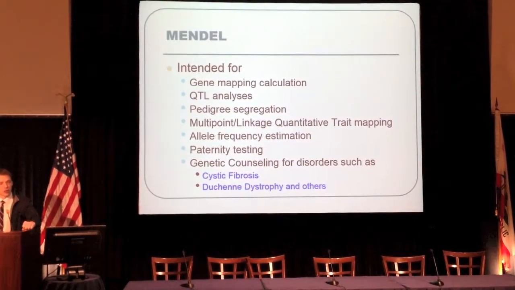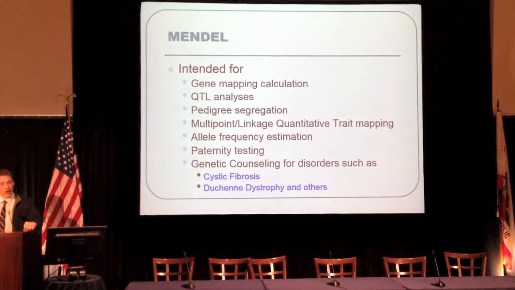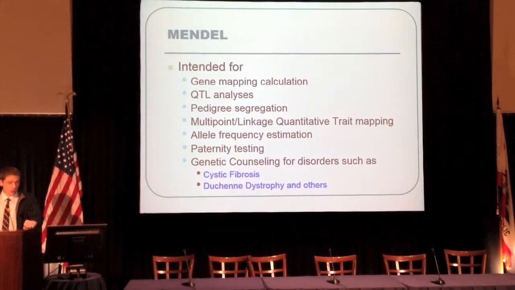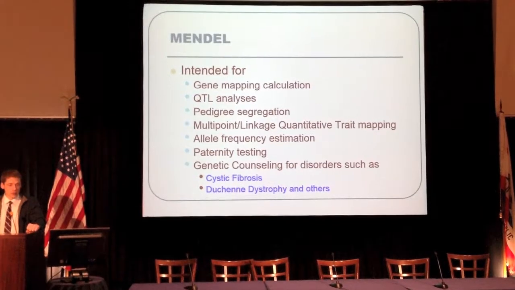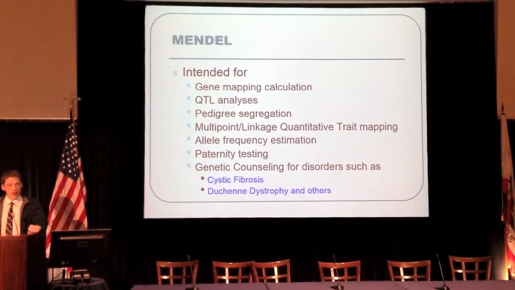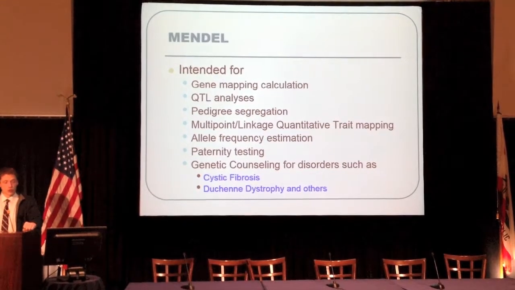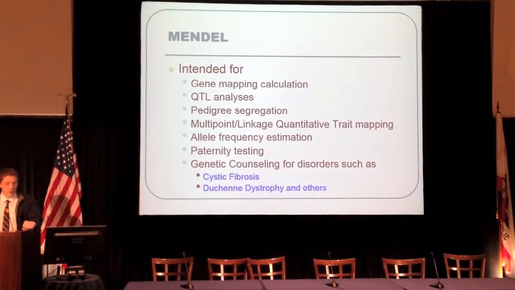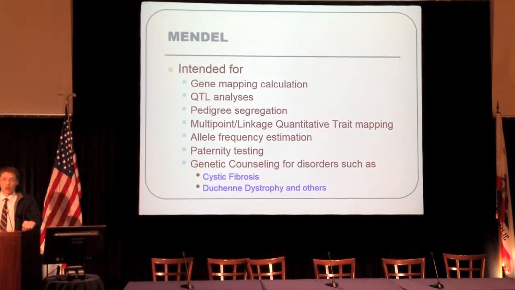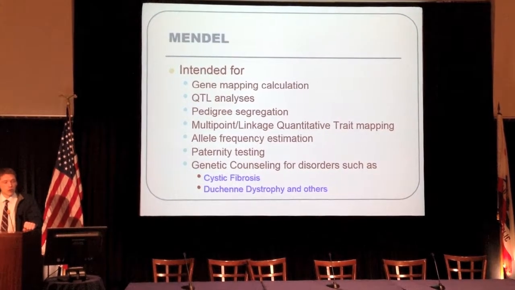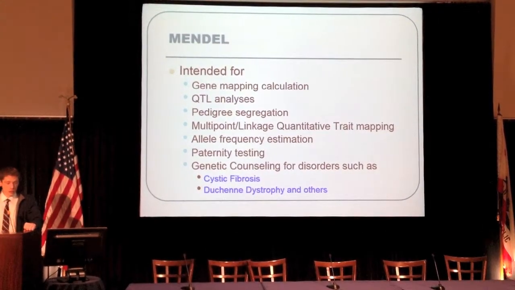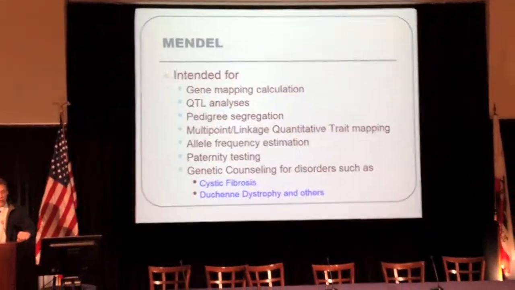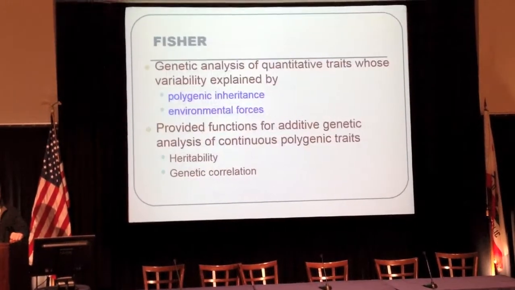So Mendel is sort of a historical relic that was originally intended for gene mapping calculation and QTL analysis. And this was the analysis that basically was used to discover such genetic disorders as cystic fibrosis, muscular dystrophies, and many others. So it's a very well-known analysis tool that has a good legacy that goes over several decades of successful research.